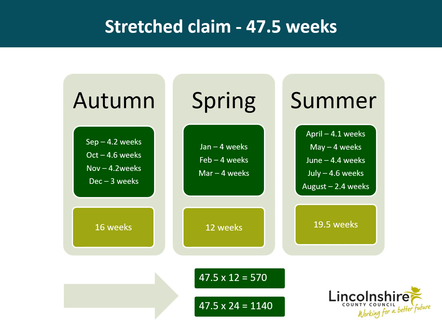A stretch claim is over 47.5 weeks of the year. 47.5 times 12 matches the 570 or 1,140 hours that a child can claim over an academic year. We break that down into 16 weeks in the autumn term, 12 weeks in spring, and 19.5 in the summer. In autumn, we pay 4.2 weeks in September, 4.6 in October, 4.2 in November, and 3 in December. This breaks it down how the claim is paid to providers.